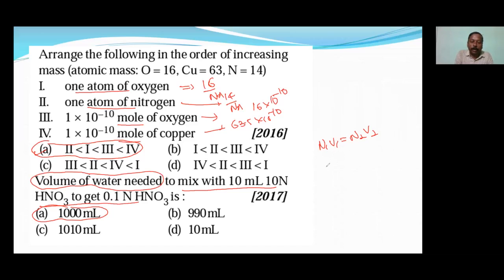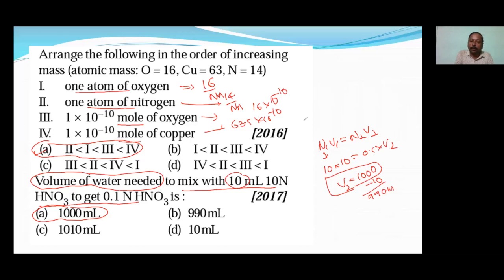Okay, normality is how much? N1, okay, 10 normality. That time 10 ml, and we wanted to get 0.1. Then V2 will be 1000, but not 1000. 1000 is the final volume. Already 10 ml is there. So how much do we need to add? 990 ml of water we need to add.